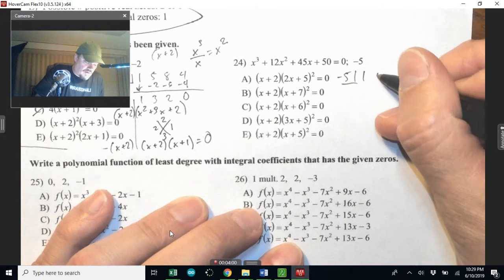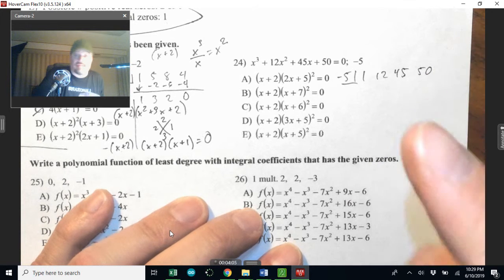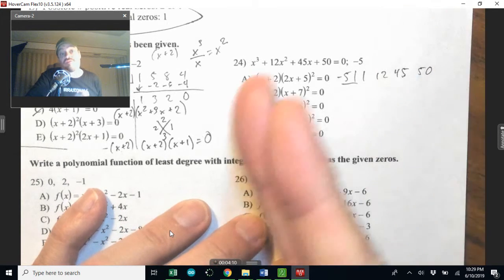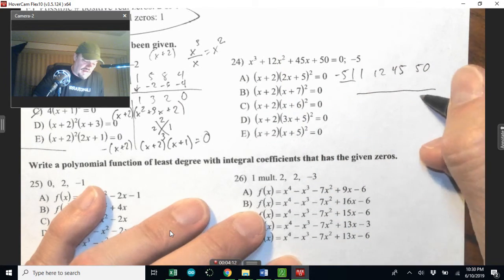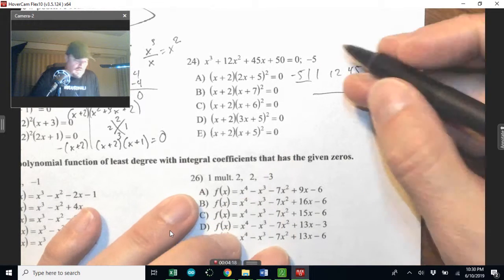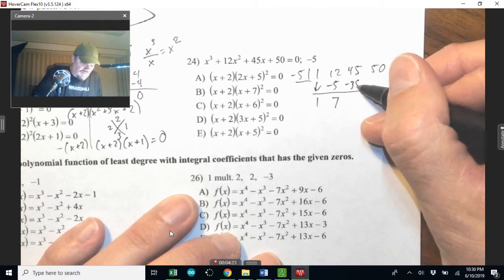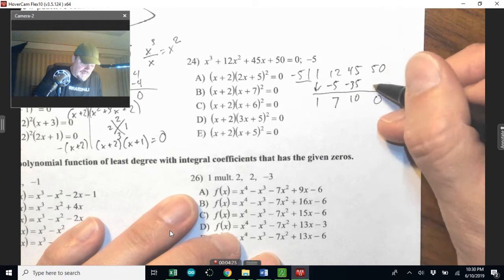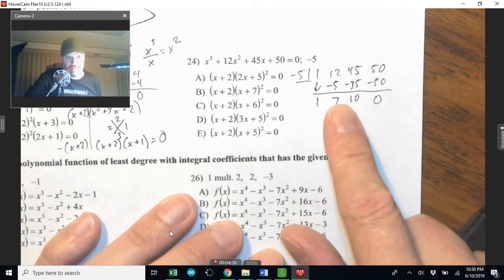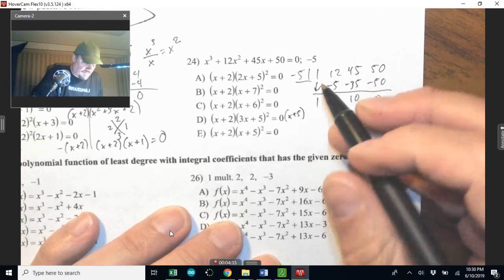We got 1, 12, 45, and 50. Now this has to be 0. What's of interest to me is what happened before 0. I know that's going to be 0 because I'm already told one root has been given. All right? So we drop the 1, -5, that's going to be 7. That's -35. That's going to be 10. -50, of course. It's supposed to equal 0. I wanted this stuff, because this stuff tells me that x plus 5 is here.